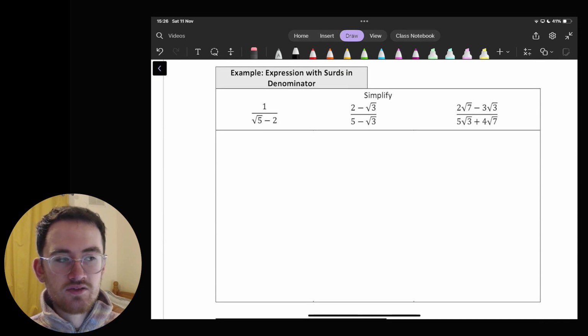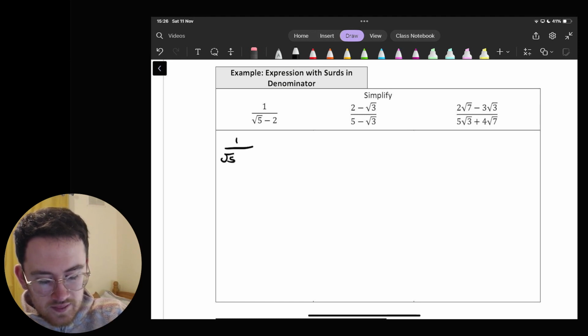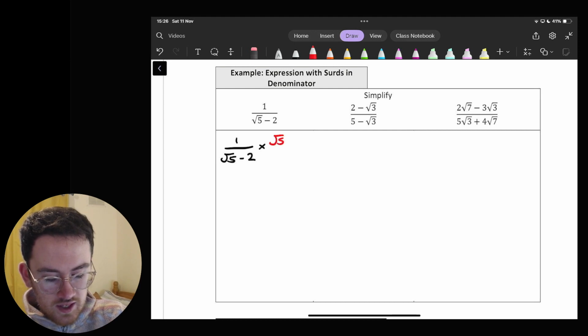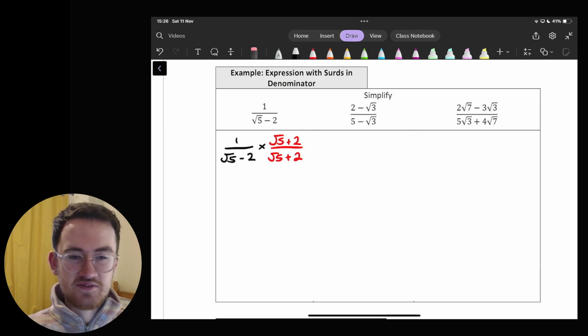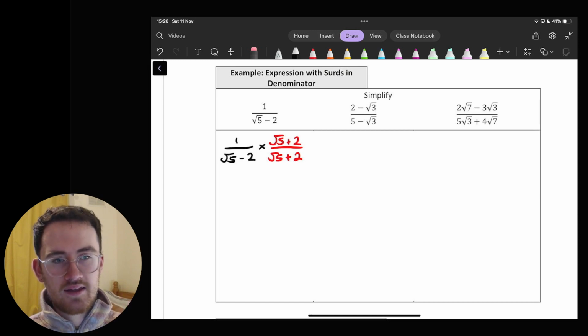So let's have a look at the first example here. So I have root 5 minus 2 on the bottom. So taking that expression there, the conjugate is going to be root 5 plus 2. Or not root 5 minus 2, what am I saying? Root 5 plus 2. The conjugate is root 5 plus 2. So we're multiplying both the top and the bottom by that conjugate.